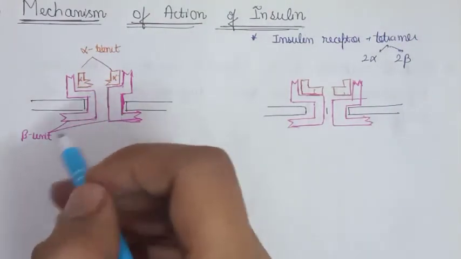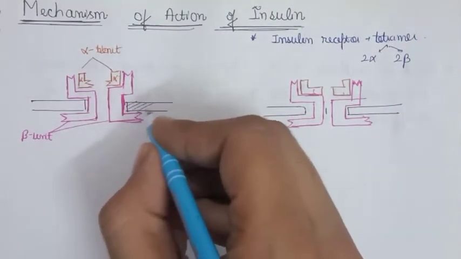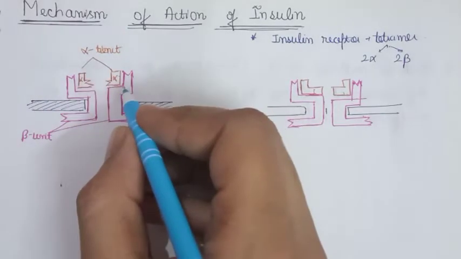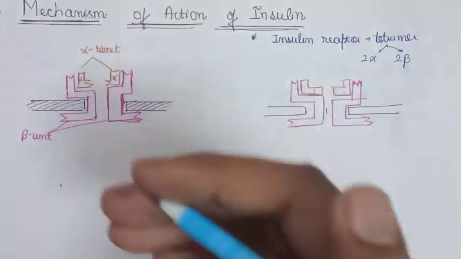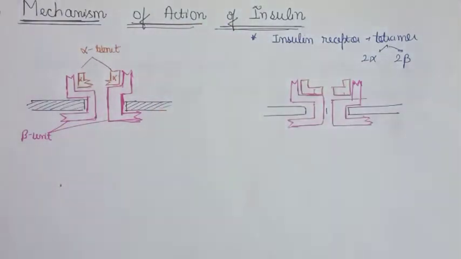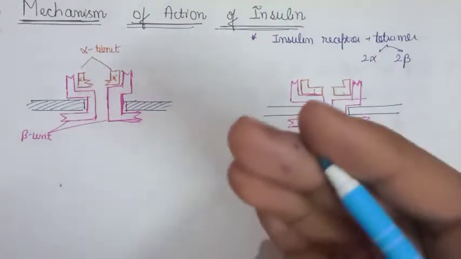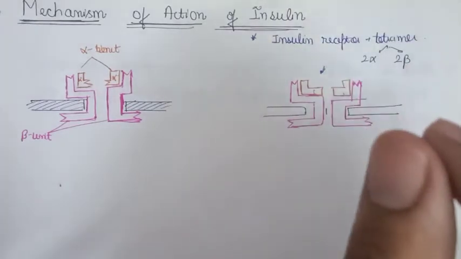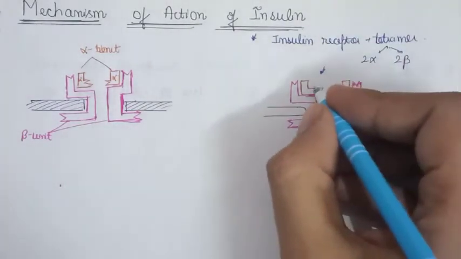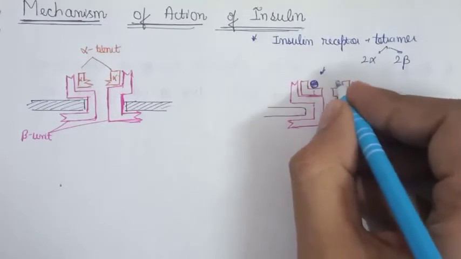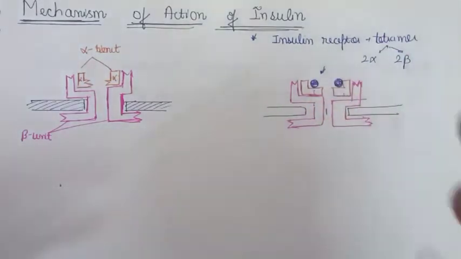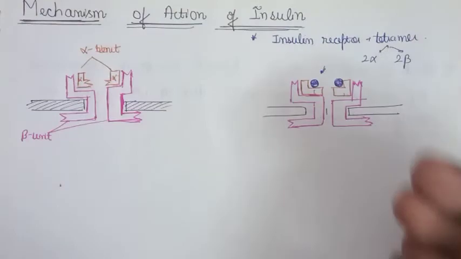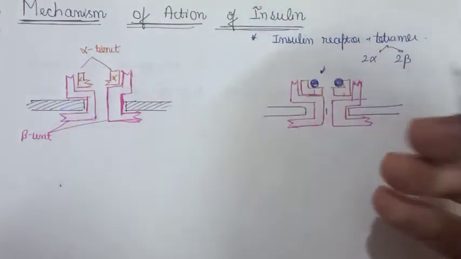So alpha unit is present outside the cell membrane. So suppose this is the cell membrane. The alpha unit is present outside the cell membrane, and the beta unit is partially inside and partially outside, and it is coupled or linked to the alpha unit. The part of the insulin receptor which receives the insulin is the alpha unit. Suppose this is the insulin molecule, it binds to the alpha unit, which causes some conformational change in the alpha unit, and as beta unit is coupled with it, there occur some changes in the beta unit as well.